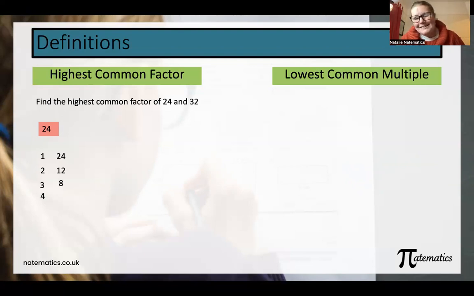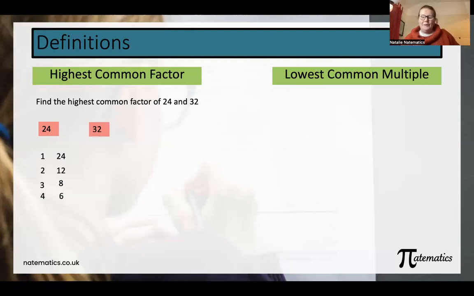The next number after 3 is 4. 4 times what makes 24? It's 6. Then the next number would be 5. It doesn't end in a 0 or a 5, so 5 isn't a factor. And then we get to 6. Well, I've already covered that here. That's where we stop. And that's why having those two number lists is a really useful way to help you make sure you include all your factors.